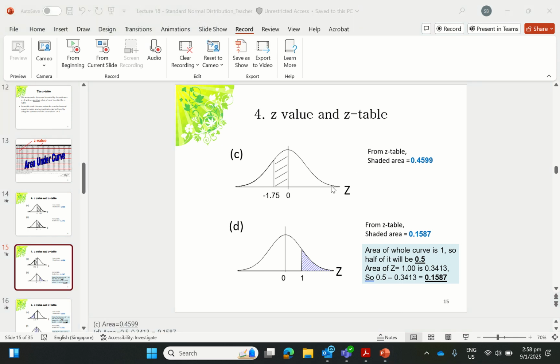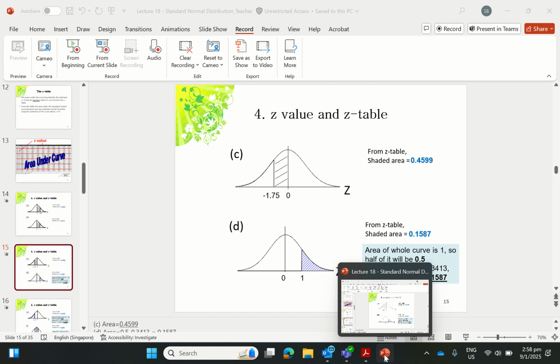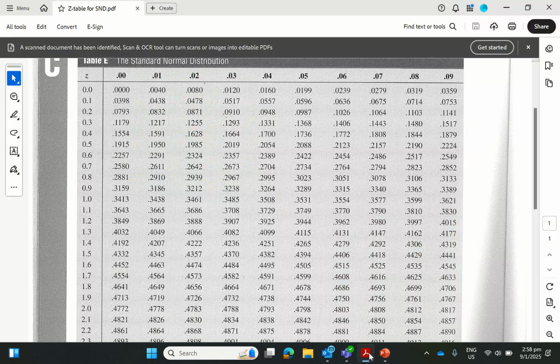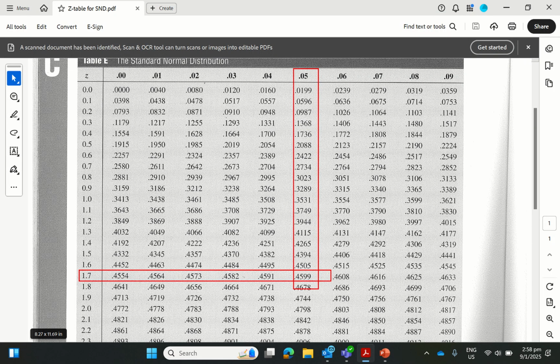When you're given a negative Z value, there's no negative value in the Z table, so you take it as a positive. You just calculate as per 1.75. So one more time, 1.7, and the area is 0.4599.